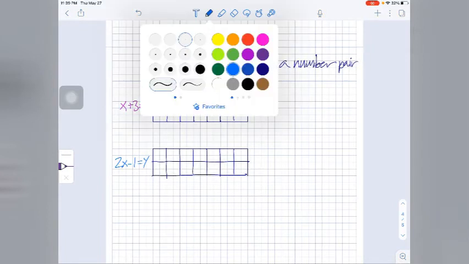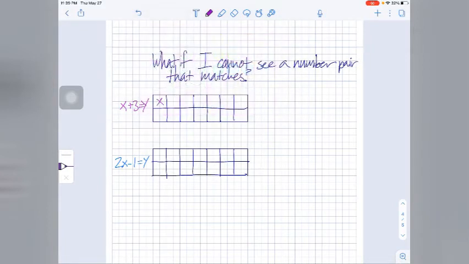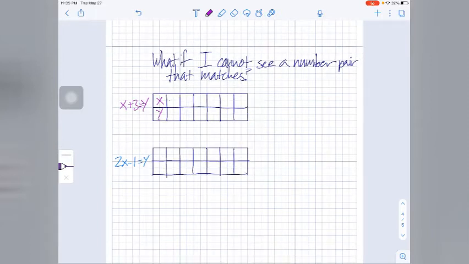And so for the first one, we have x and y, and when x is -1, y is 2. When x is 0, y is 3. When x is 1, y is 4.